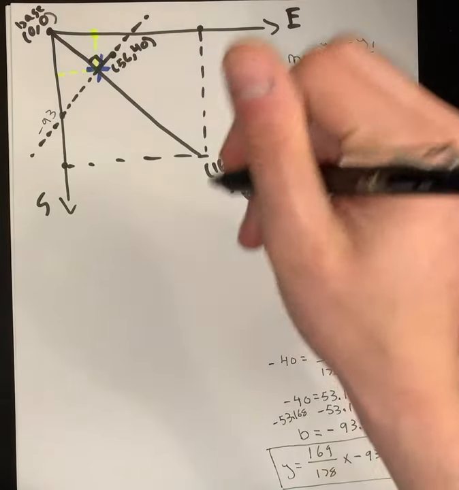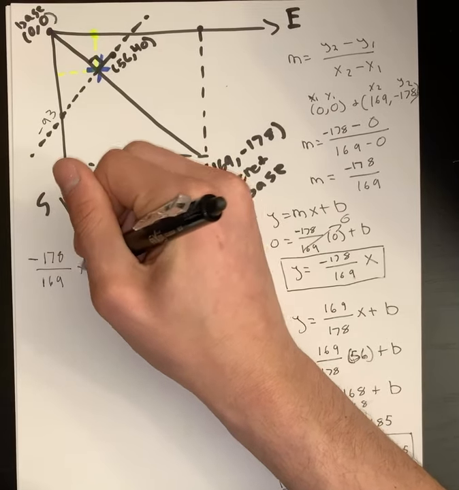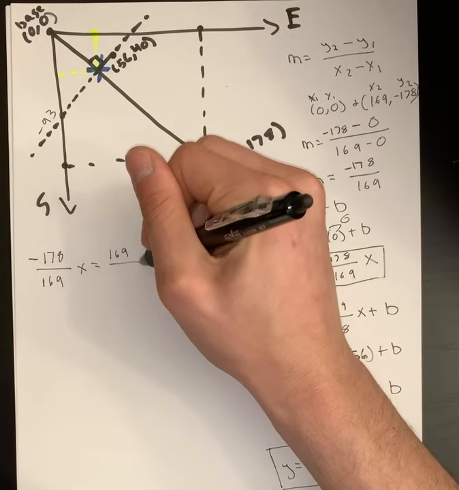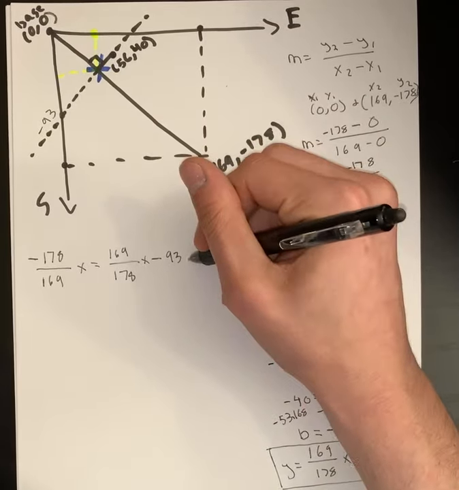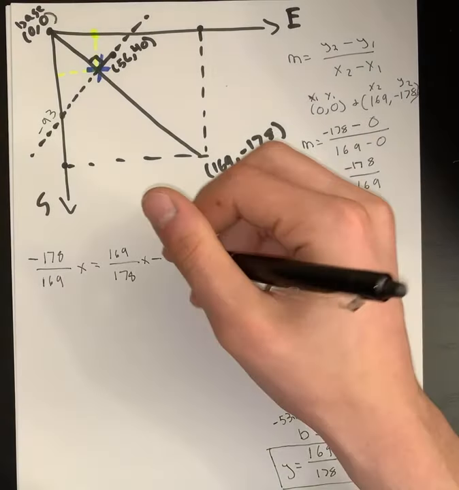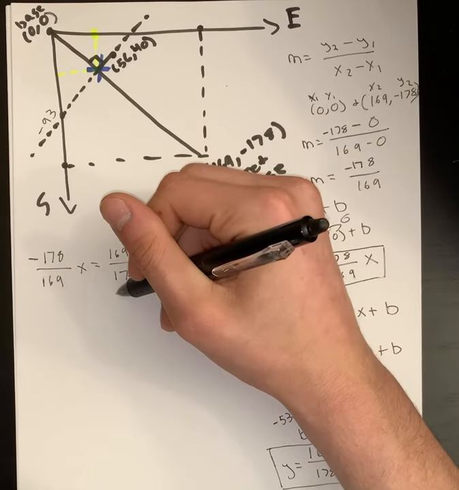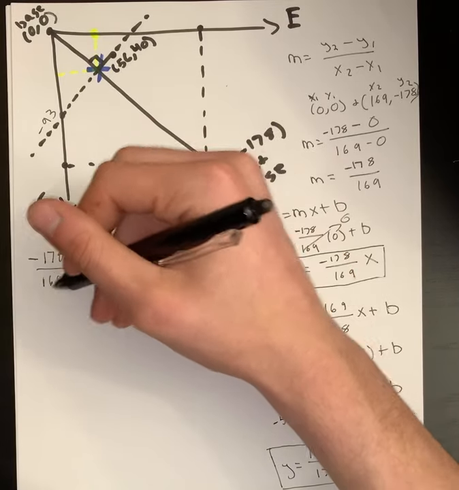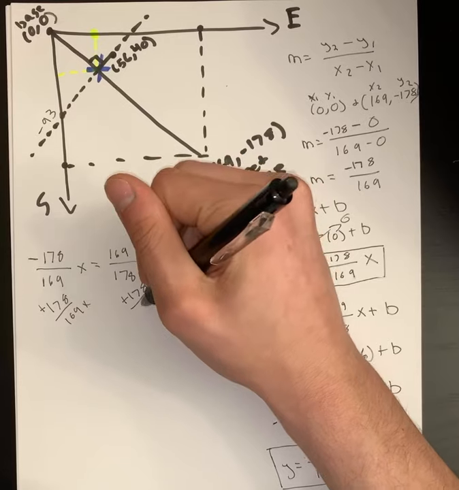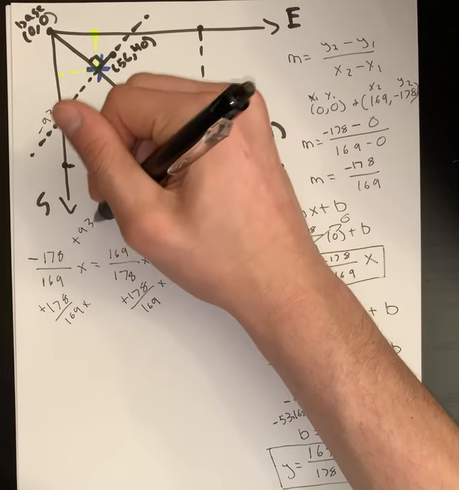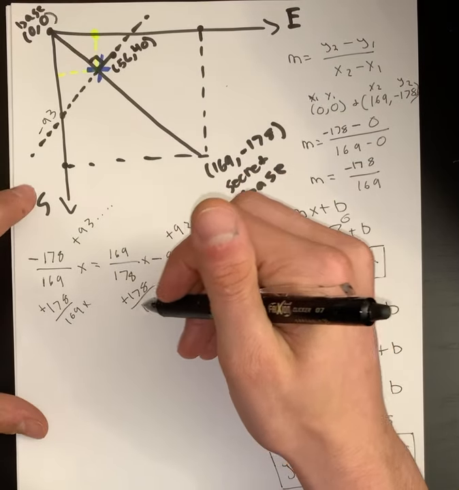So to do that, we're going to take our equation, negative 178 over 169x, and set it equal to our other equation, 169 over 178x minus 93.1685. We're going to get rid of our x's here, so let's add 178 over 169x over, and then add the 93 over here. A little sloppy. Okay.